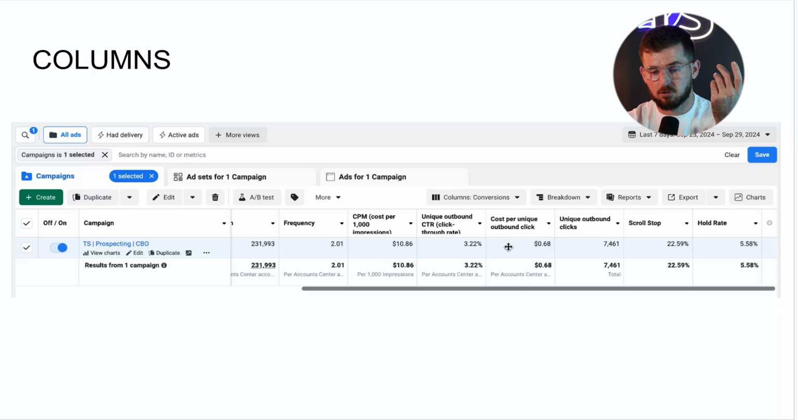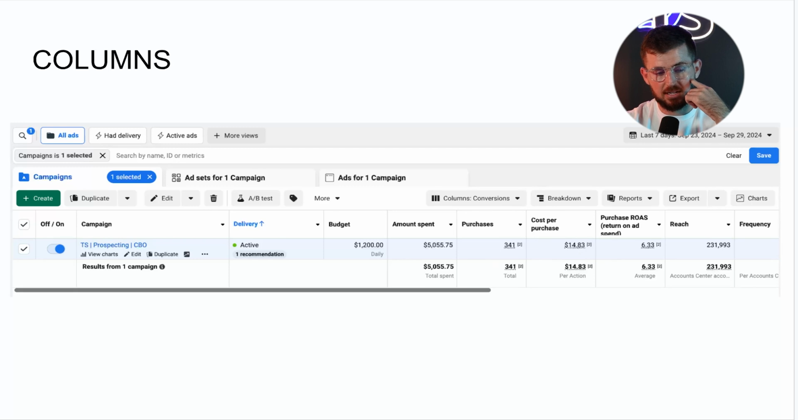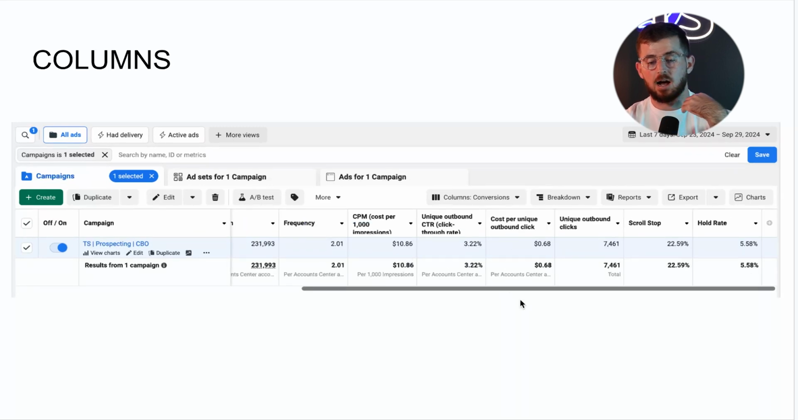So in this example right here, let's say we launch an ad and it gets a 0.5 click-through rate and it's just really sucking. Well, for me, because it's sucking really bad on the cost per purchase and I see that it's getting a 0.5 CTR, I get to understand now why it's getting such a bad cost per purchase, and that is because it's really bad at grabbing attention. Same thing when it comes down to scroll stop and hold rate.